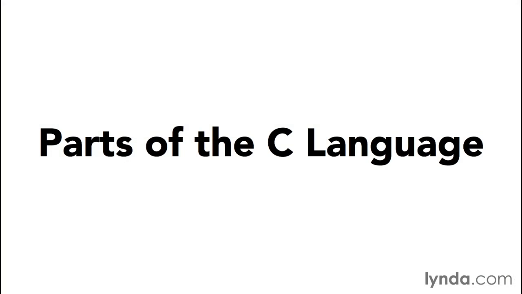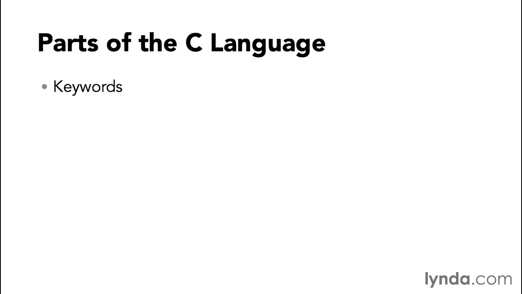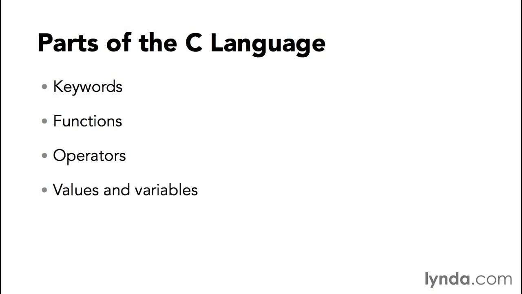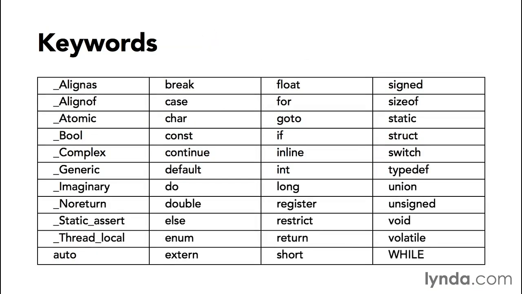Like any language, the C programming language has several parts: keywords, functions, operators, values and variables, and structure. The keywords are the language part of the C language. They accomplish very basic tasks. The good news is that, unlike English, which has tens of thousands of words, there are only 44 words in the C language. Don't freak out. In practice, you may only use about half of these keywords.